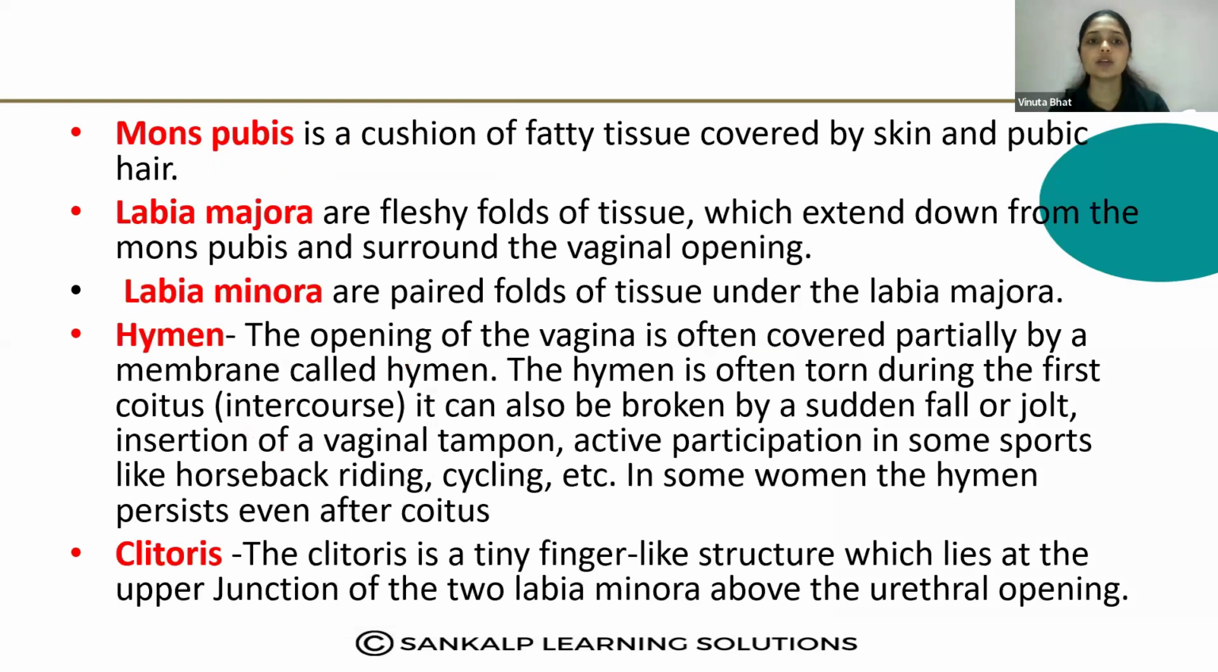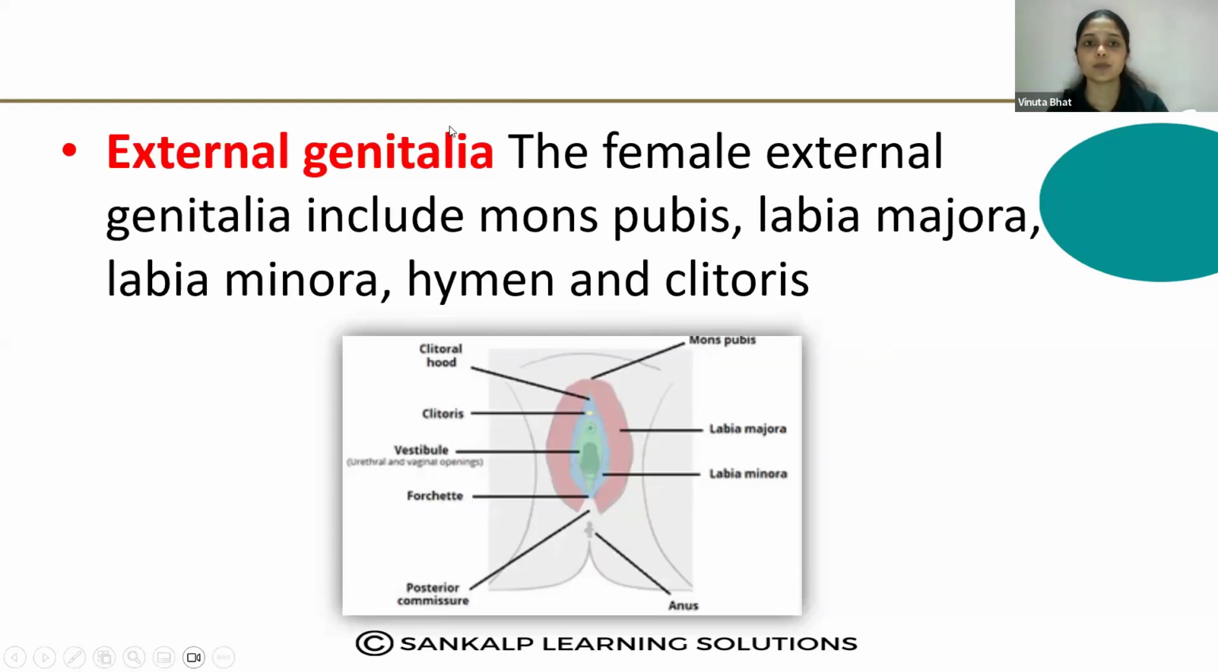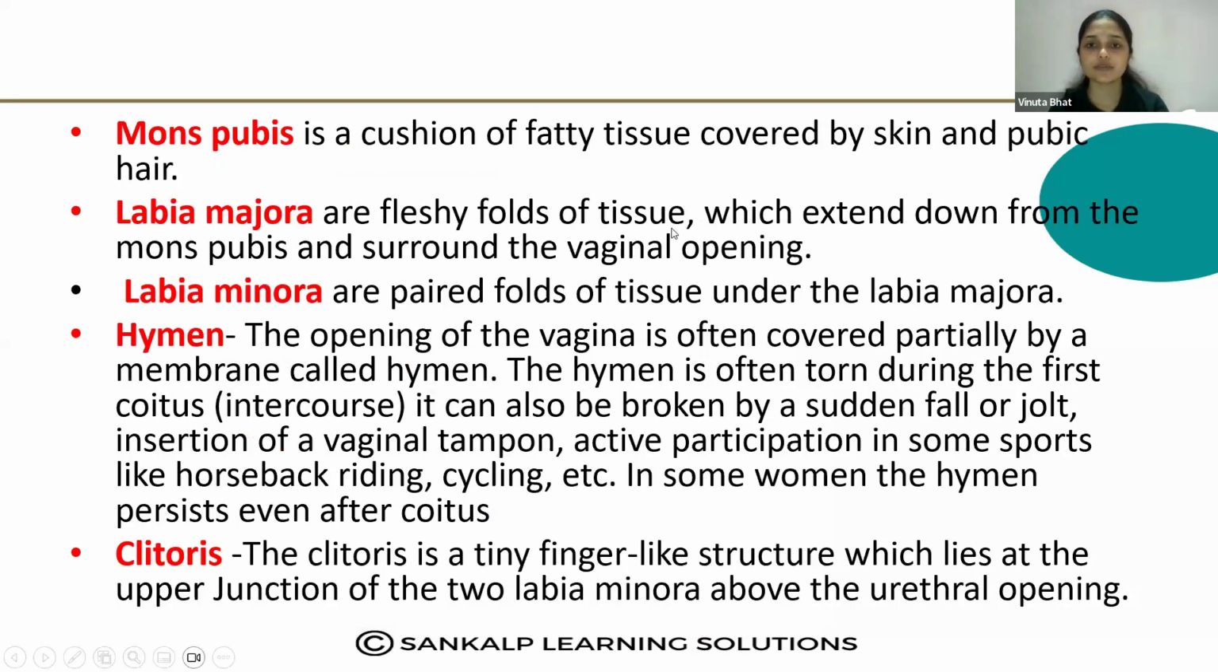Okay. So the mons pubis is a cushion of fatty tissue covered by skin and the pubic hair. So this is the mons pubis region, the cushion of fatty tissue that is covered by hair. Then the labia majora and the labia minora are the regions around the vaginal opening. The labia majora are the folds of tissue which extend down from the mons pubis and surround the vaginal opening.